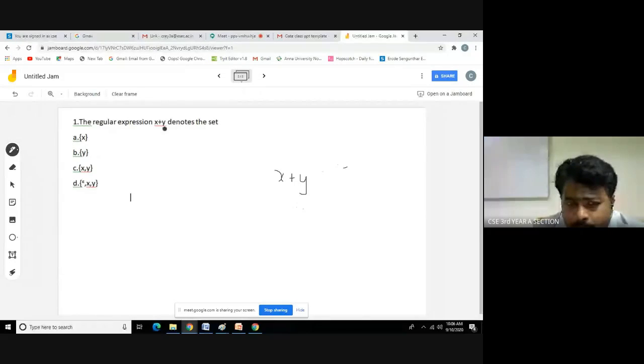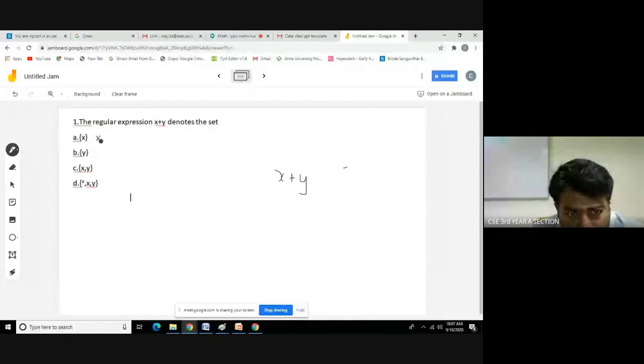Before answering this question, you must know about the Thompson construction. I already explained what Thompson construction means. In the Thompson construction, there are three properties: union, concatenation, and Kleene closure. What is the first option? The first option is x, which means only the input symbol x comes for the given regular expression. But my question is x plus y, so the first option is not a valid answer.